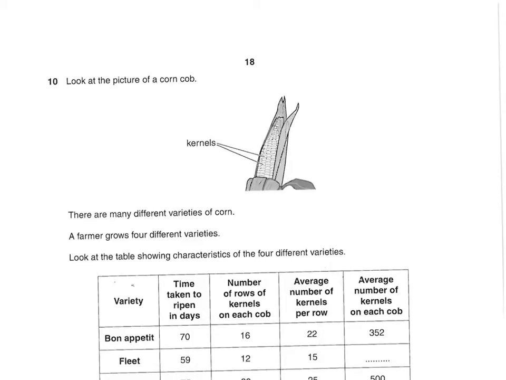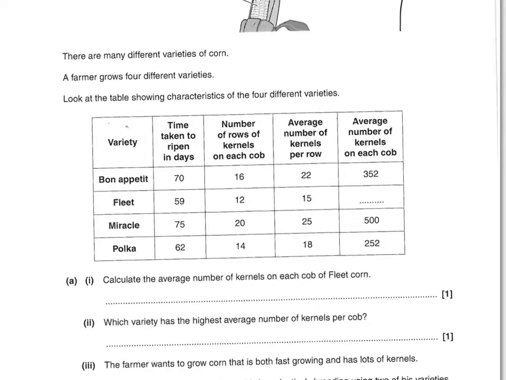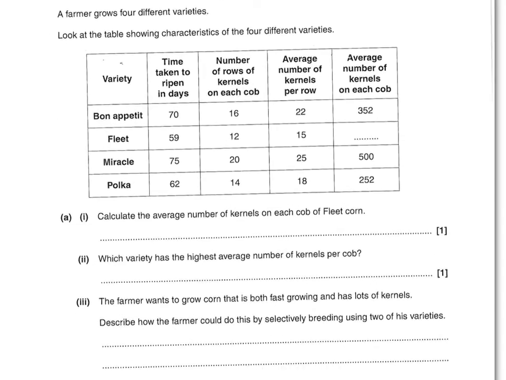Look at the picture of a corn cob. There it is. There are many different varieties of corn. A farmer grows 4 different varieties. Look at the table showing characteristics of the 4 different varieties. It says calculate the average number of kernels on each cob of fleet corn. So here is fleet corn, and you've got number of rows and the average number of kernels per row. So to work out the average number of kernels in each cob, you just do the average number of rows of kernels in each cob times the average number of kernels per row. So that's 12 times 15, and that gives you 180.